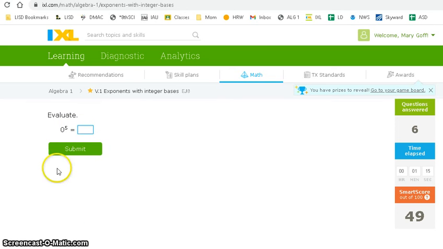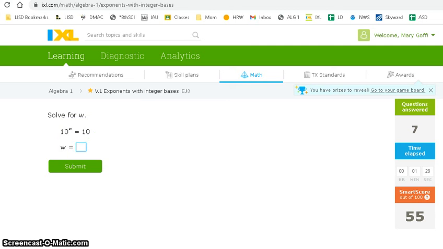Okay, so that's the first one. Oh, 0 raised to the 5th power. Well, that's just 0 times 0 times 0 times 0 times 0, which is 0. All right, and refer to your notes to help you. That's the first one.